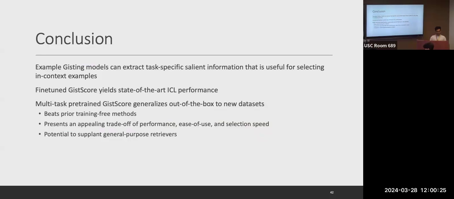So in conclusion, our example gisting models can extract task-specific salient information that is useful for selecting in-context examples. Fine-tuning these models gets state-of-the-art ICL performance, while even the multitask pre-trained model, the GIST core, is able to generalize to new tasks and outperforms prior training-free methods. And because it's a much better trade-off of performance and ease of use, it's a good candidate to be used as a next standard approach.